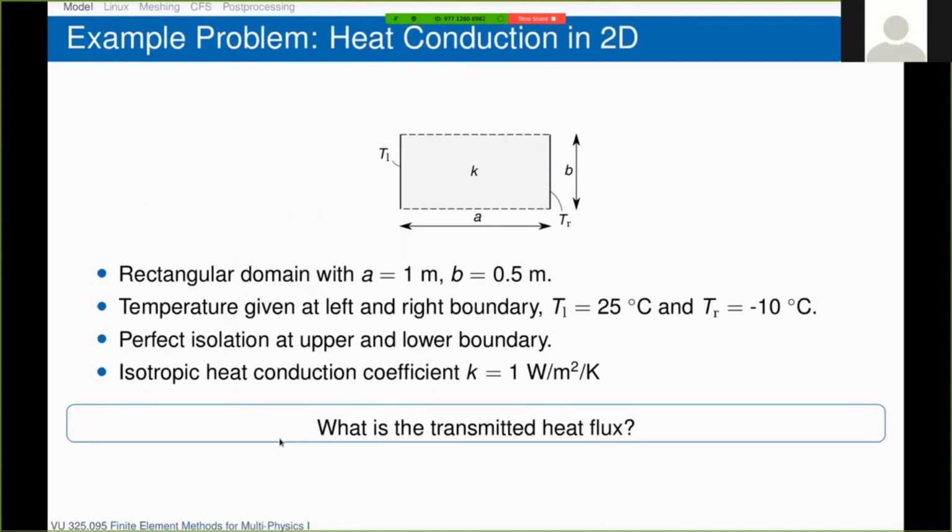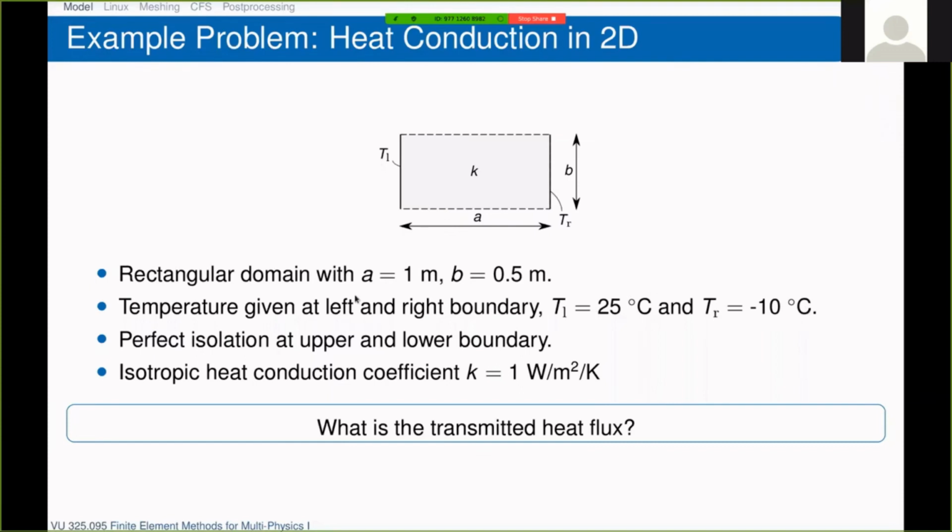Okay, our example problem now is heat conduction in 2D, not really in 2D. We will see this later when we look at the solution, but let's start like this. We can consider a rectangular domain. One dimension A is 1 meter, one dimension B is 0.5 meters. And then we have given temperatures on the left-hand side. So this could be inside of a room with 25 degrees Celsius. And on the right-hand side, we have minus 10 degrees Celsius.